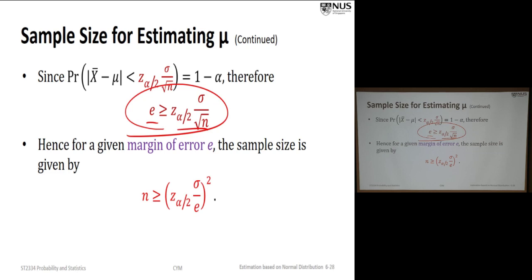So now the formula is obtained, right? But I want you to understand the formula. Your sample size depends on 3 quantities. If E is small, then your n will be big, right? So what does E small mean?